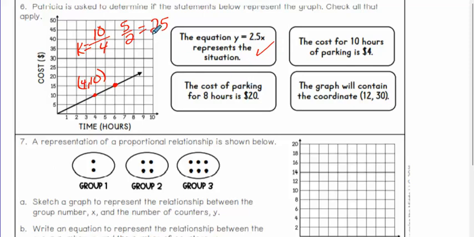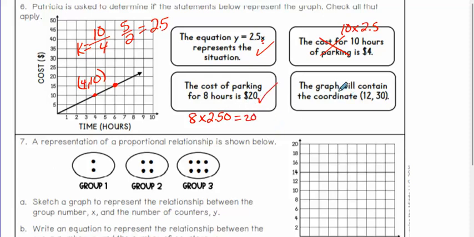So that means for every hour of time, I'm going to multiply by 2.50. So for 10 hours, 10 times 2.50, would that be $4? Nope, that would not equal $4. So that's a no. 8 hours for $20. If I plug in my 8 hours, so 8 times 2.50, yes, that equals $20. So that is true.